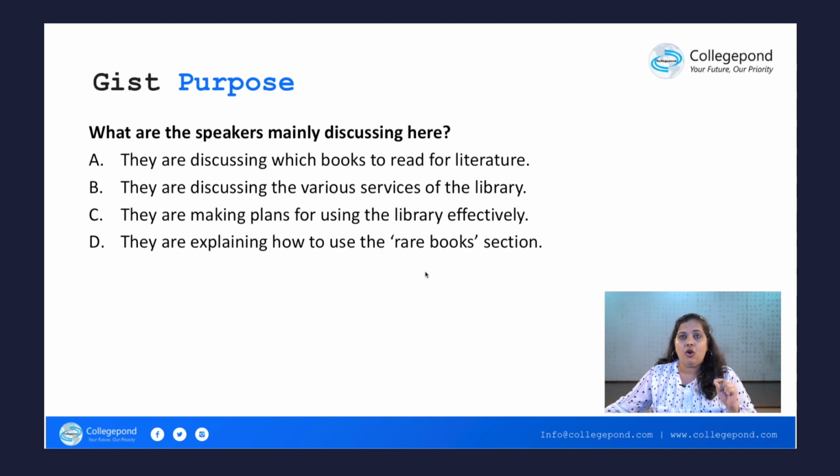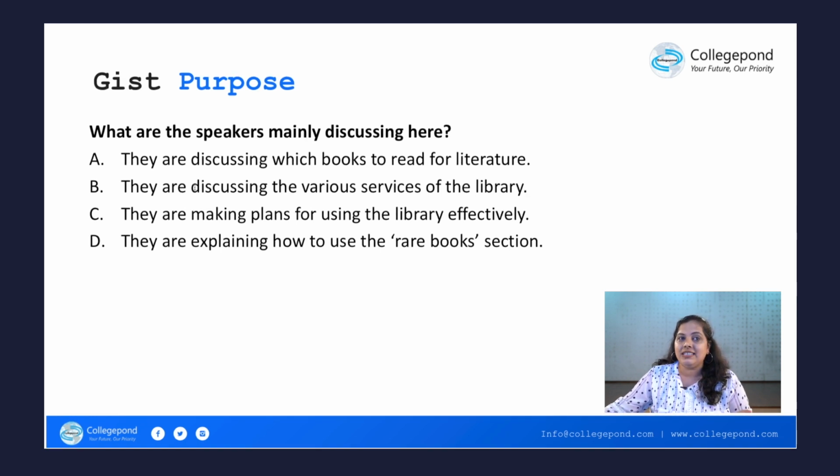But if you see, all these are very local. That means they were mentioned only in certain parts of the conversation, and that was not the purpose of the conversation. That was not why that student went to the library, right? The whole point of that student going to the library was that he wanted to discuss the various services of the library because he had missed out on the orientation. That was the whole point. And that, friends, is the answer to this question. So let's mark that as the correct answer then.